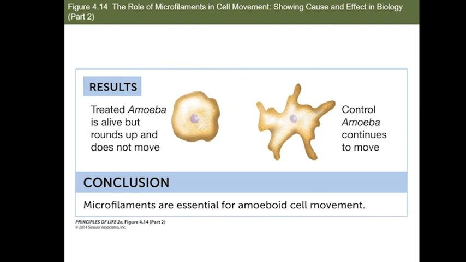So the treated amoeba is alive, but rounds up and does not move because its microfilaments are just dots around the cell and can't do anything. So the control amoeba continues to move because it has lots of nice microfilaments that allow it to extend or contract as needed. So the microfilaments are essential for amoeboid cell movement. That's how they determined cause and effect.